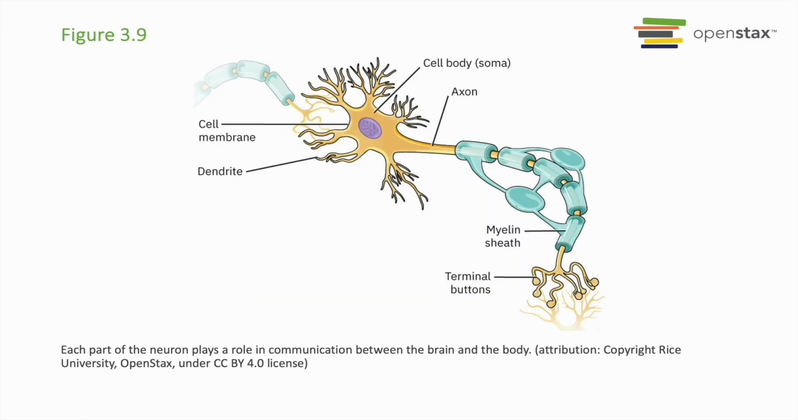Figure 3.9. Each part of the neuron plays a role in communication between the brain and body. Neurons are responsible for receiving, interpreting, and sending electrochemical messages across the nervous system. It is made up of these tree branch-like structures, otherwise known as the dendrite, that receive these messages. We have the cell membrane, as well as the cell body, otherwise known as the soma. That information will travel across the axon with the assistance from the myelin sheath, and then will end up at the terminal buttons, ready to send on further neurotransmitters.